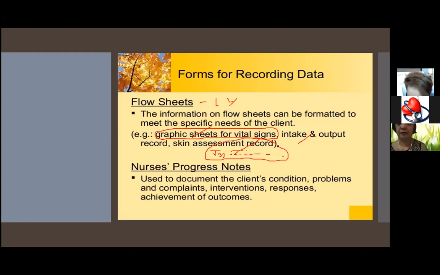Then you have your nurse's progress notes. These are used to document the client's condition, problems and complaints, interventions and responses, and achievement of outcomes. So when you say progress notes, what was the patient's response?